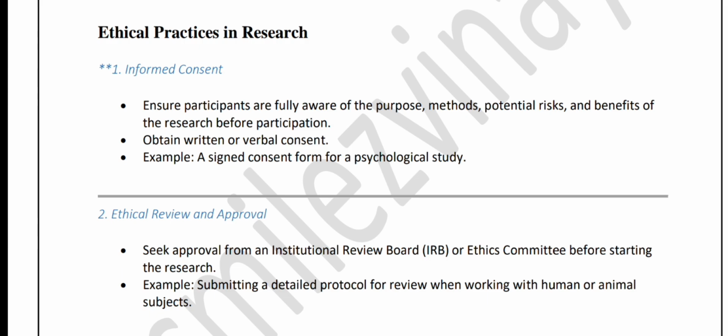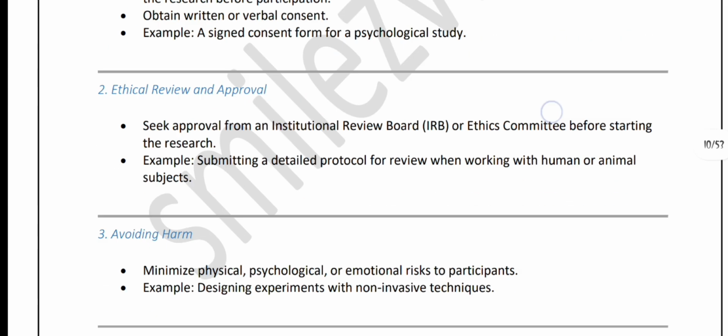So ethical review and approval. Seek approval from an institutional review board or ethics committee before starting the research. Example, submitting the details and protocols for review when working with human or animal subjects. So before going to any declaration, you have to get review and approval. You must know about approval and review because after the declaration and decision making, you cannot change anything. So that's why you have to check everything beforehand.